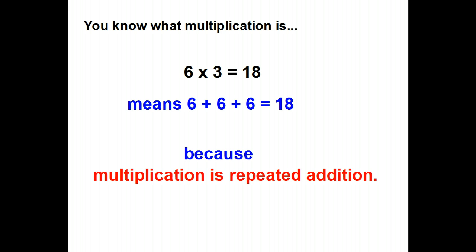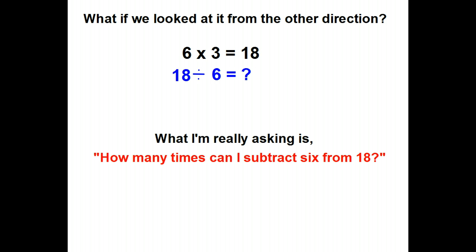Well, you know what multiplication is. 6 taken 3 times is 18, or 6 times 3 is 18. And that actually means that 6 plus 6 plus 6 is 18, because multiplication is repeated addition. Well, what if we looked at it from the other direction? If 6 times 3 is 18, how many times will 6 fit into 18? Or 18 divided by 6 is? What I'm really asking is, how many times can I subtract 6 from 18?